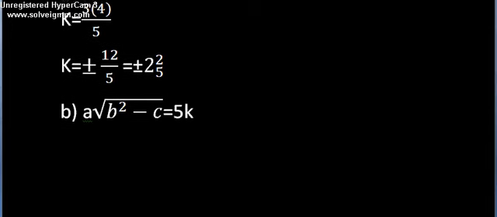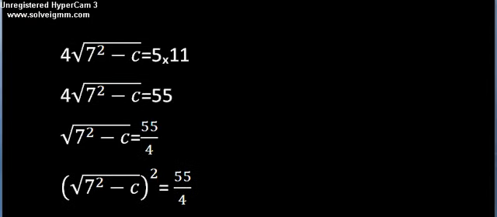Now the next part is b equals to a into b square minus c equals to 5k. Again you will put the values, but here you have to find c. So after putting all the values, it will become 4 7 square minus c equals to 5 into 11, which is equal to 55. Here 4 is the extra term here. So in the first step you can take 4 on the other side, so it will become square root of 7 square minus c equals to 55 over 4.